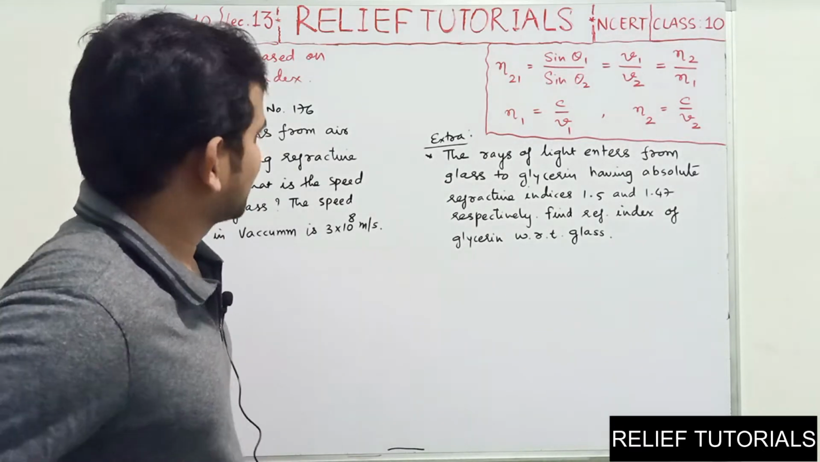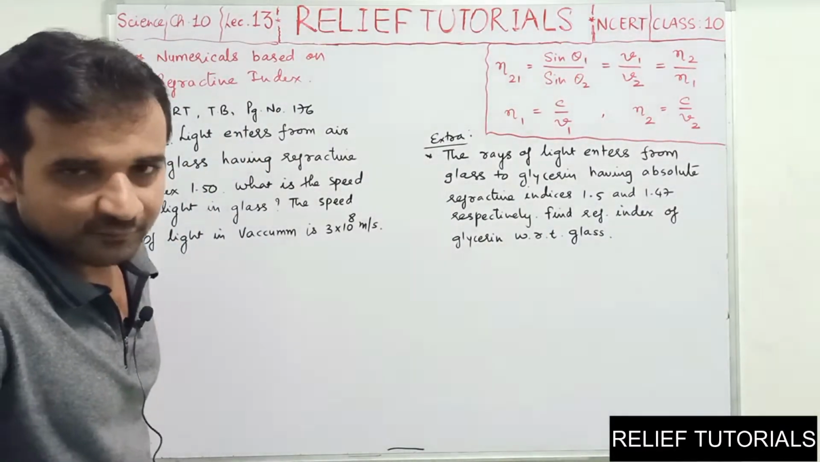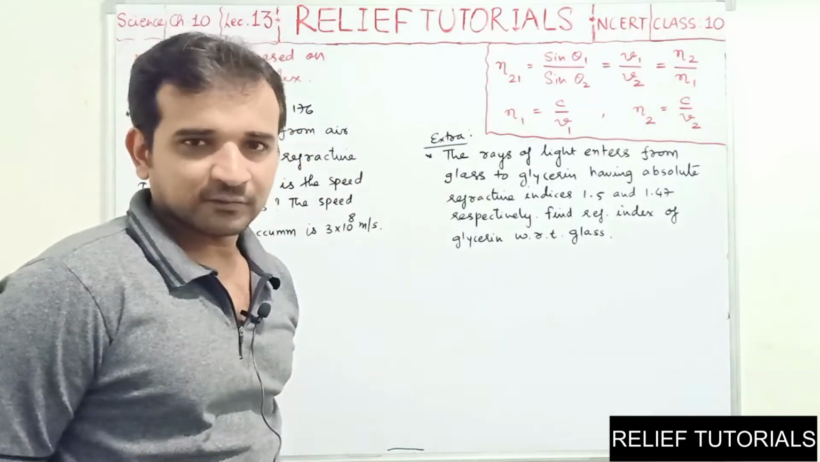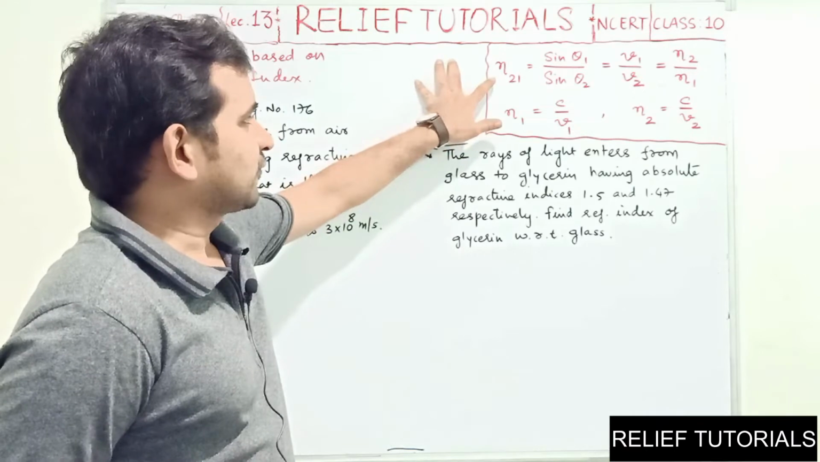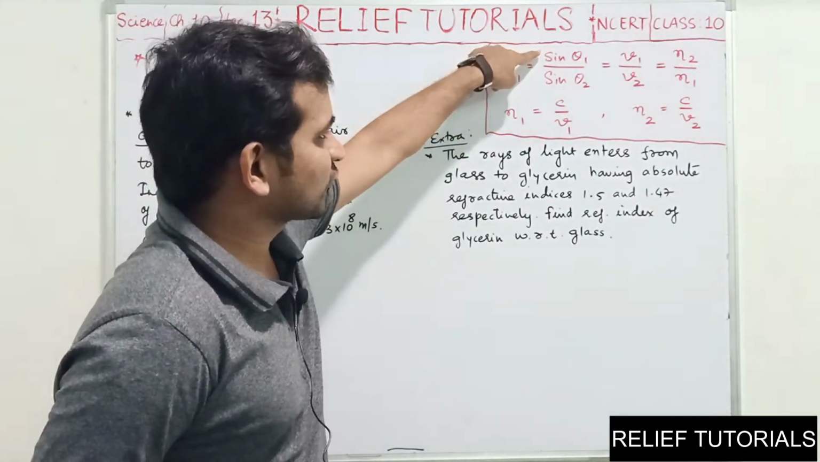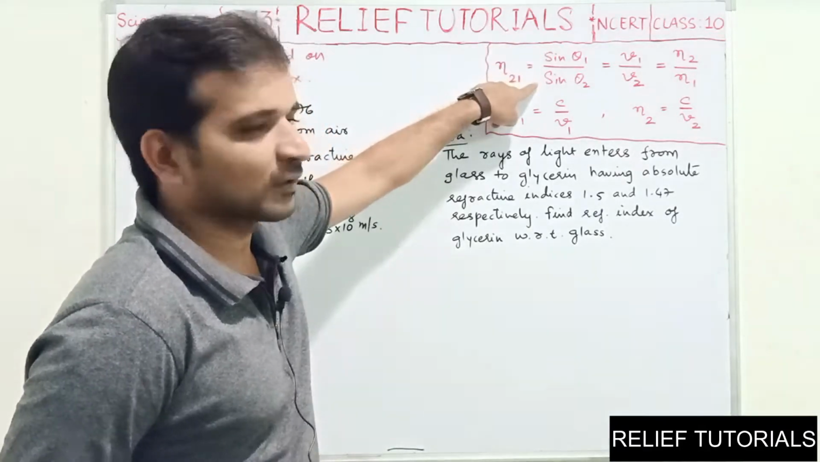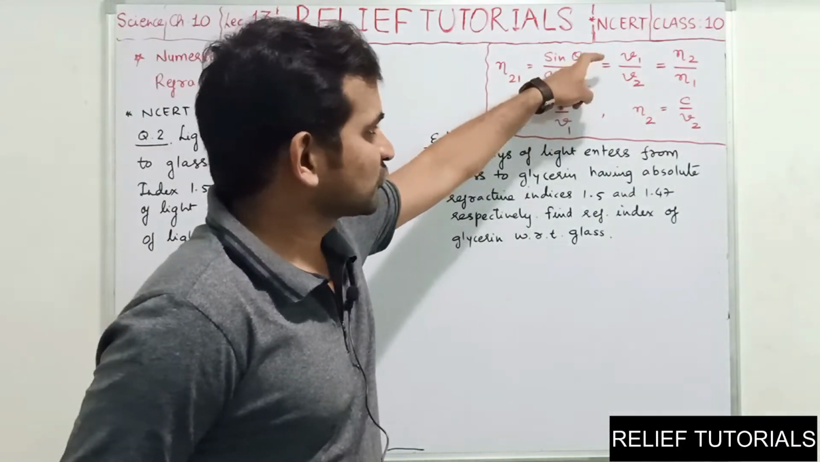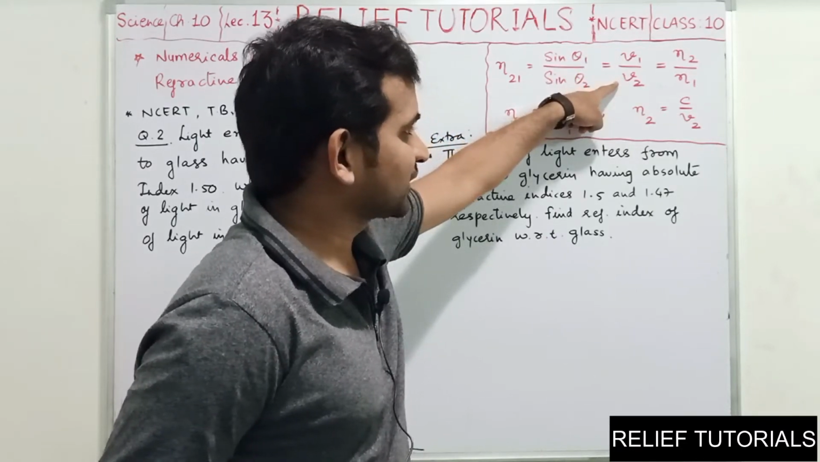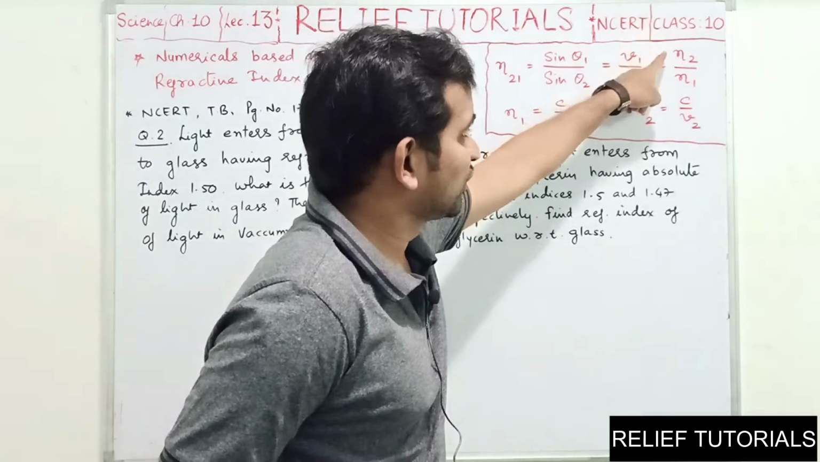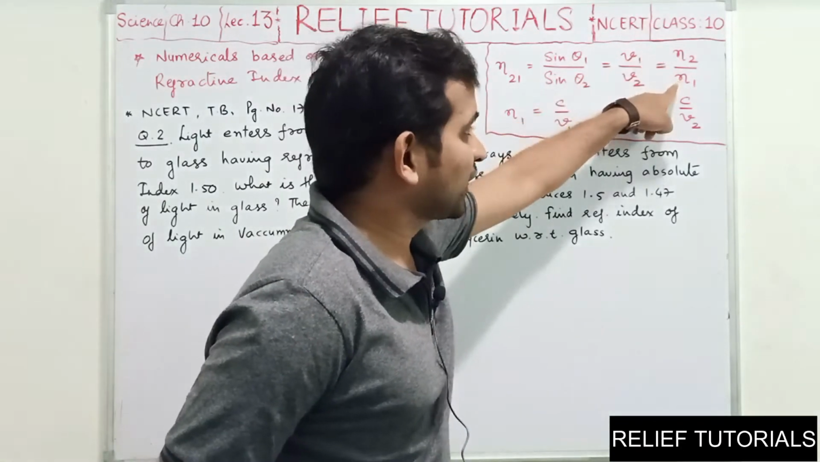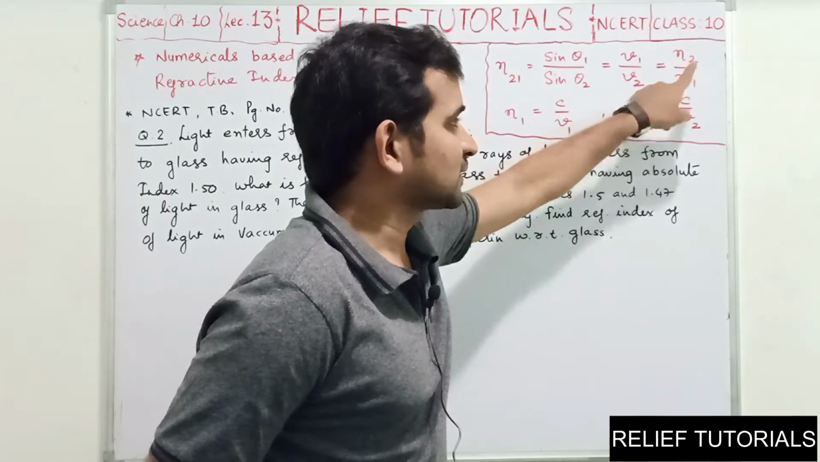In the last lecture we discussed two types of refractive indices, relative refractive index and absolute refractive index. Formulas for them: eta 21 is equal to the ratio of sine of angle of incidence to sine of angle of refraction, which is equal to speed of light in incident medium upon speed of light in refracting medium, which is equal to absolute refractive index of refracting medium upon absolute refractive index of incident medium.